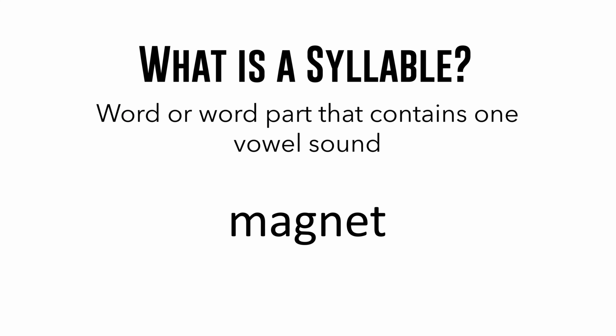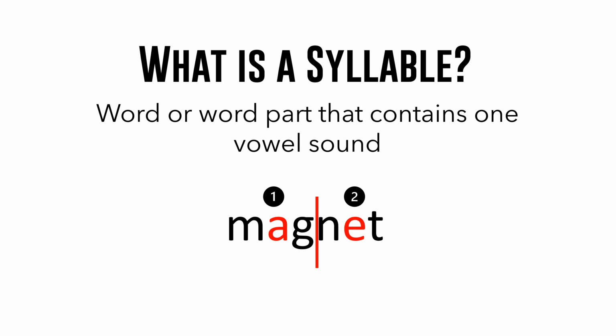Before we can think about the syllable types, we need to first make sure that we have a clear understanding of what a syllable is. So, what is a syllable? A syllable is a word or word part that contains one vowel sound. For example, let's look at the word magnet. It has 2 vowel sounds, so it has 2 syllables. Notice that I said vowel sound, not necessarily the vowel itself, as in the letter. We're going to come back to this and explore this in just a moment.